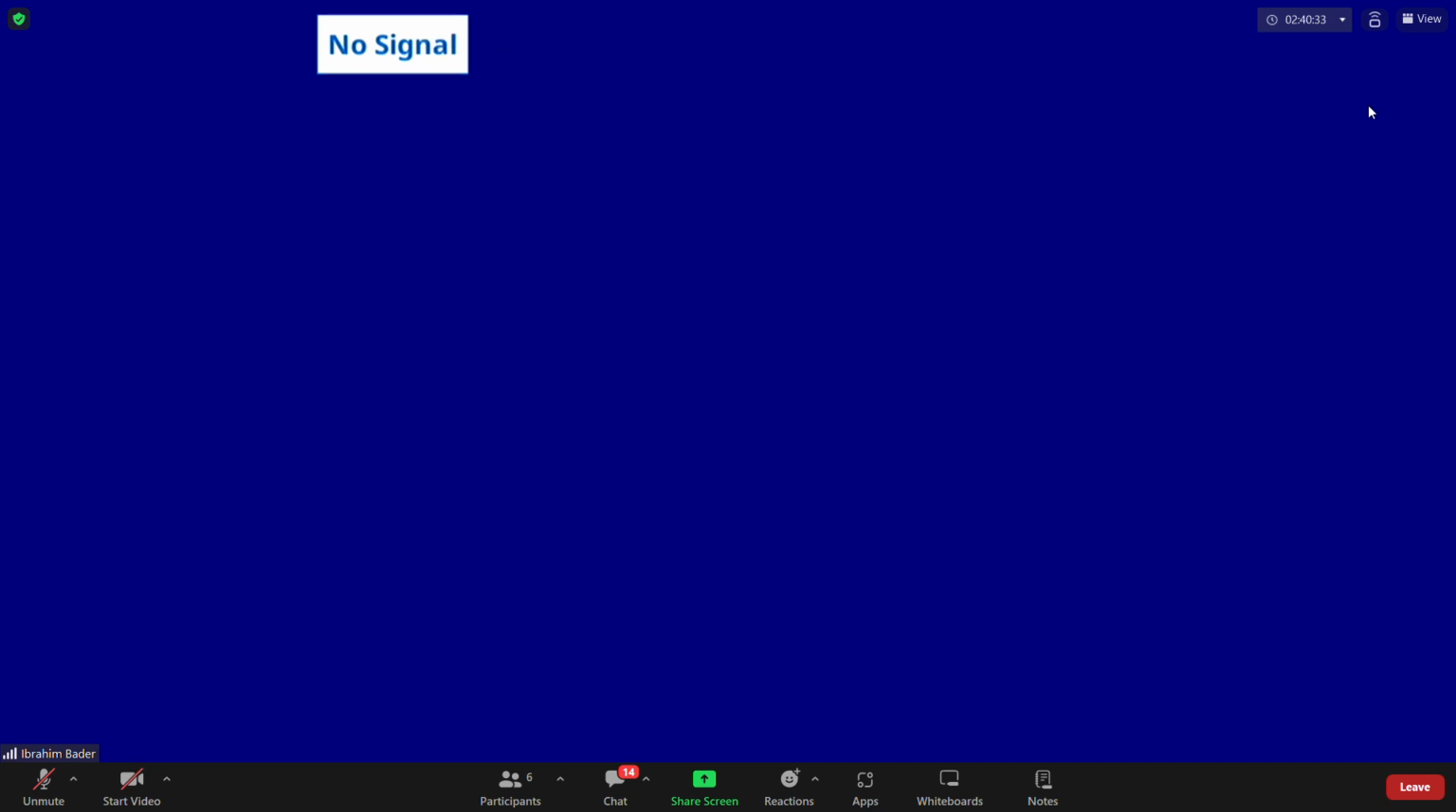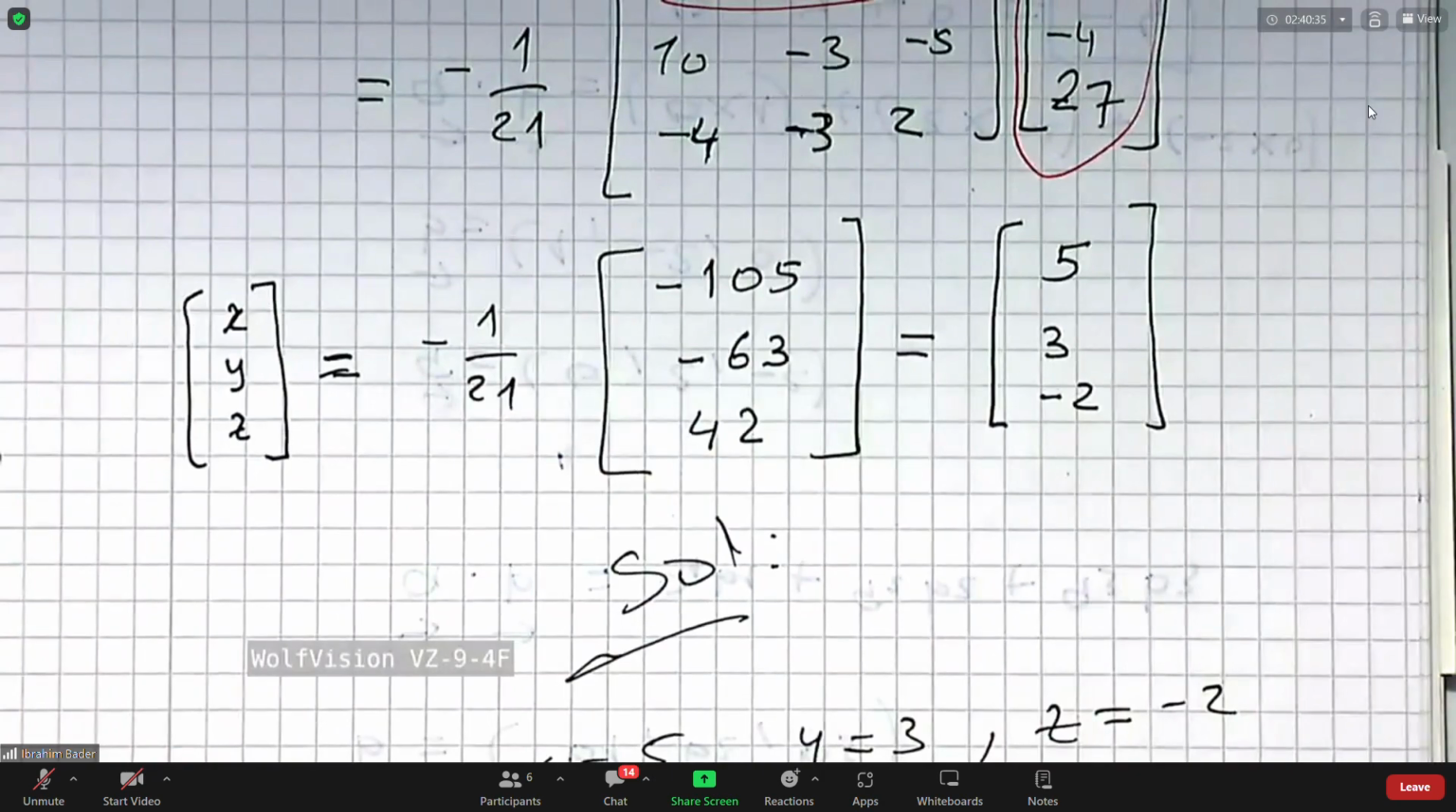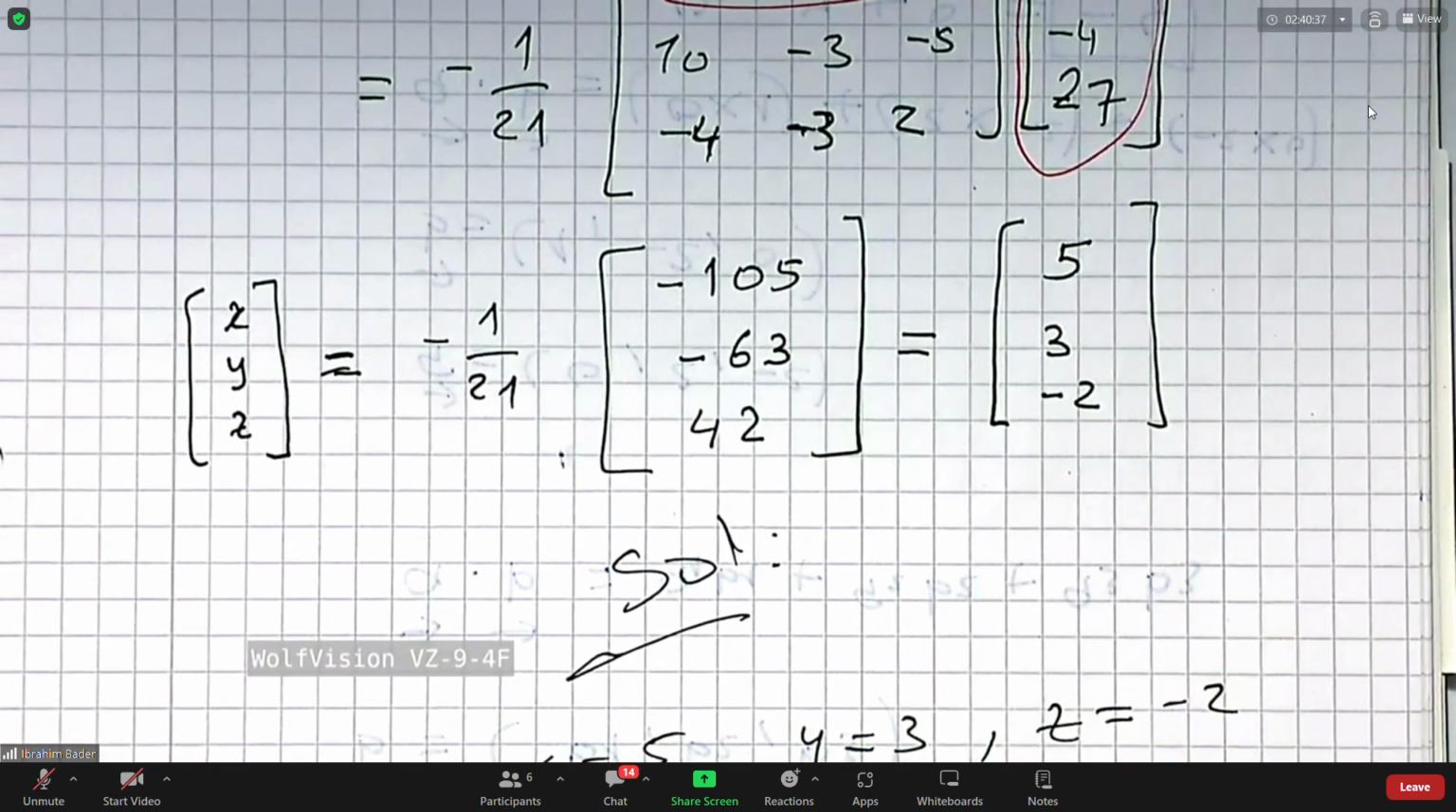Okay, so as you see here, if I know the inverse matrix of the coefficients, and multiply it with the right-hand side, I solve the linear system.